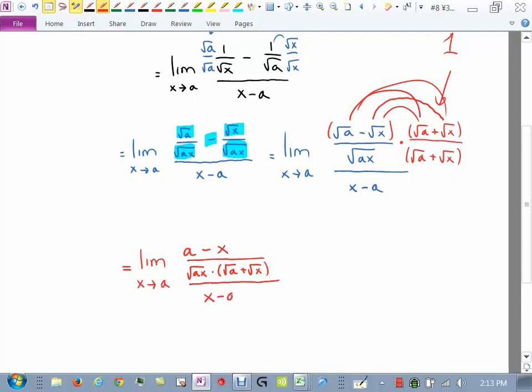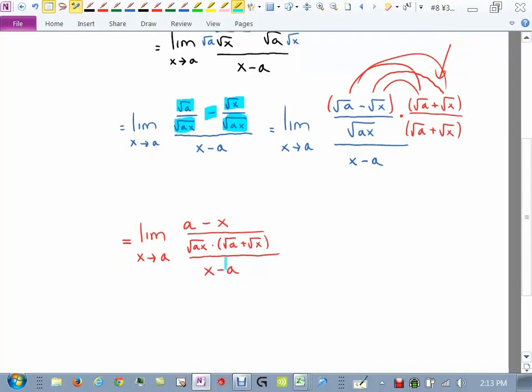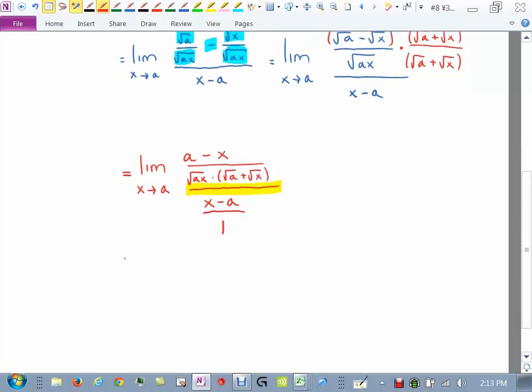And look at this. We have a minus x up here and x minus a down here. Those are almost the same. They're just off by a sign. Remember, the bottom here is a fraction. So if we look at this division bar, we have a fraction on top divided by a fraction on the bottom. And so we can flip it and let it become multiplication of the reciprocal. So let me do that. Limit x approaches a of a minus x over that root ax times root a plus root x. Now I'm flipping the denominator and bringing it up here.